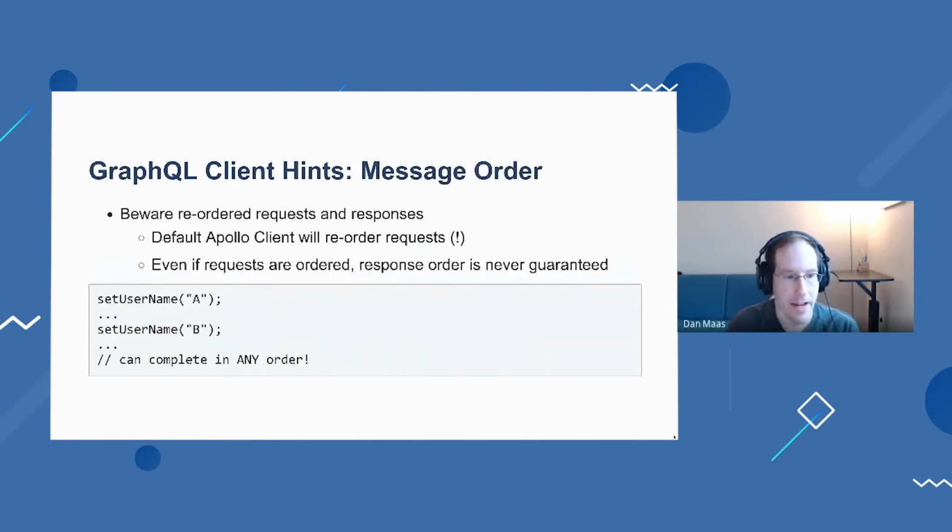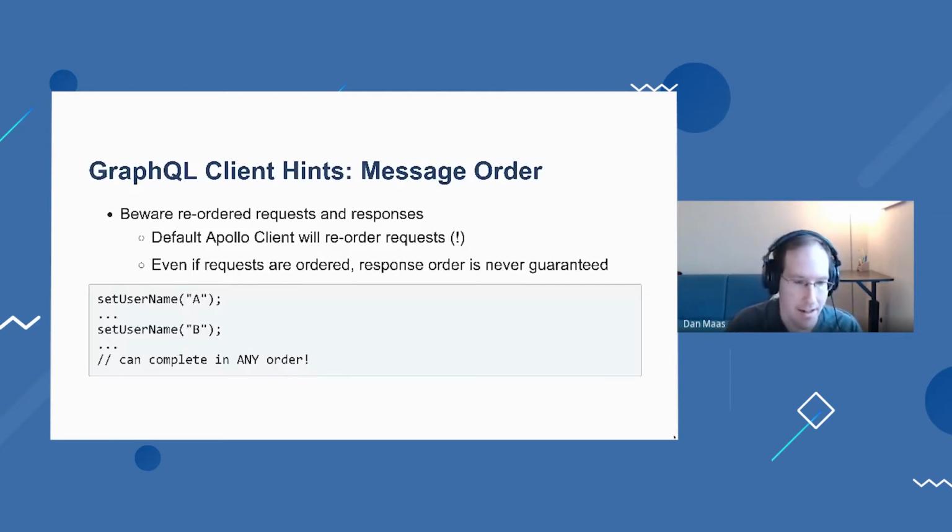Another thing to keep in mind here is ordering of messages, and this gotcha hit me quite a bit as I was writing the game code. By default, the Apollo client has the freedom to reorder requests. So if your UI code here says, like, set username to A and then later set username to B, there is no guarantee that the server will see A before B. It may see B before A.